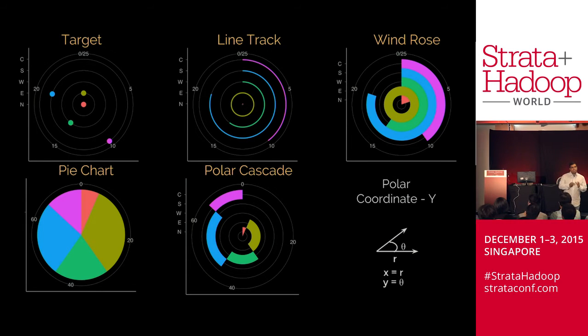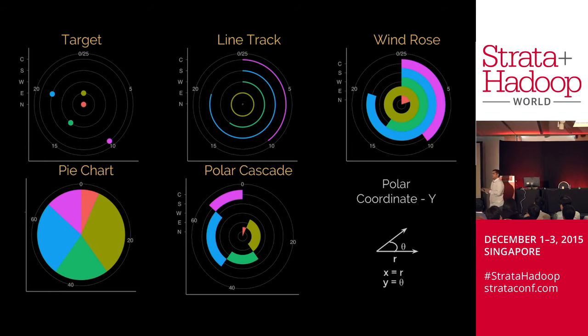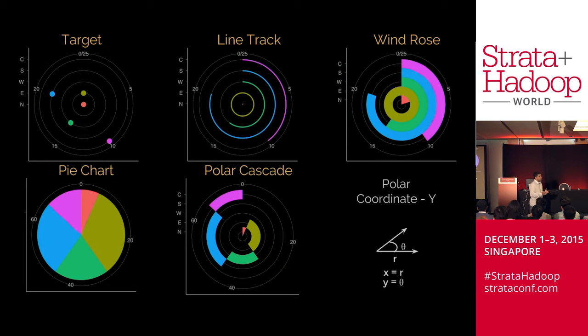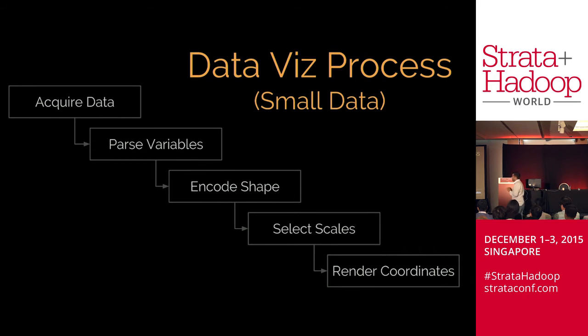So very quickly, with this trivial data set and a little bit of understanding of how to map the data and visualize this, I can create 20. And this is with a very trivial data set. As the data set expands, the number of visualizations that are available to you will also expand astronomically, right? Or exponentially. So what is the data process for small data? We acquire the data, we parse it into variables, we encode it into a shape, we select a scale on how big those shapes need to be, and then we render it in a coordinate system. So if we follow these 5 steps, we can visualize any amount of small data, right?